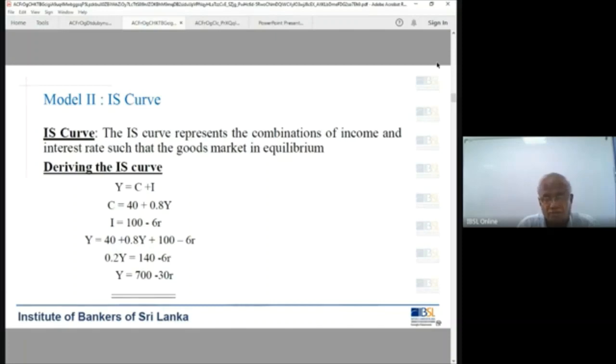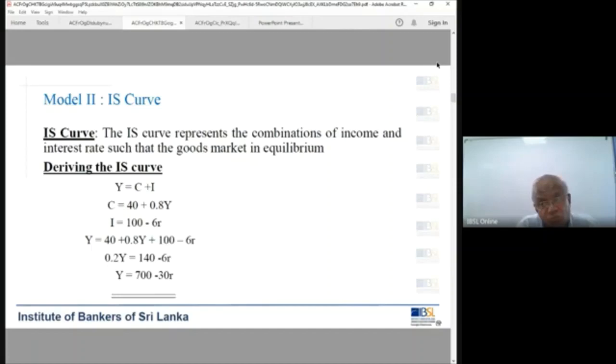Closed economy without government. What is the national income identity? Y equals C plus I. No G. C equals, let's assume, the consumption function 40 plus 0.8Y. You all remember this equation. 0.8 is called the marginal propensity to consume. 40 is called autonomous consumption. Income independent consumption: even if income is zero, there is a consumption level. We consume. That particular level of consumption is called autonomous consumption, 40.